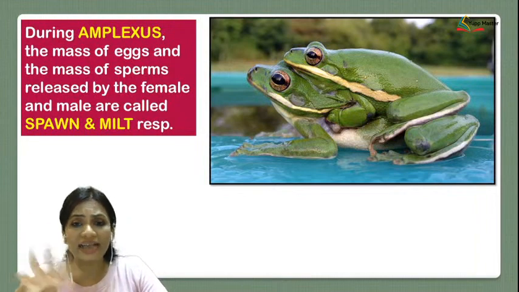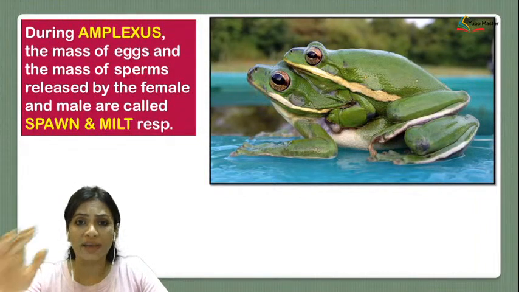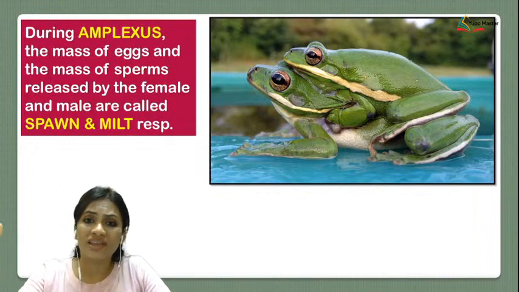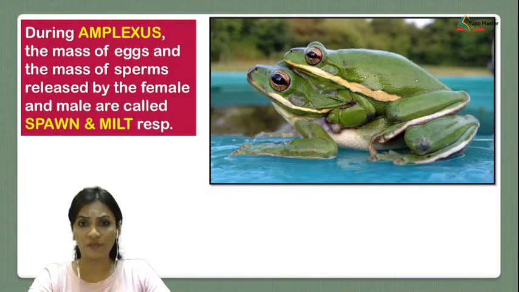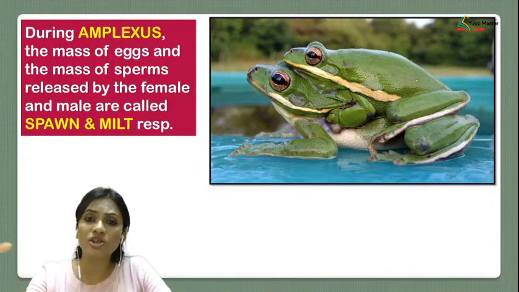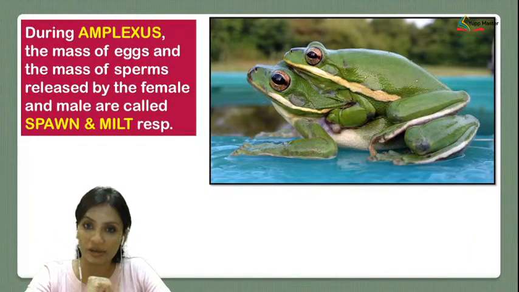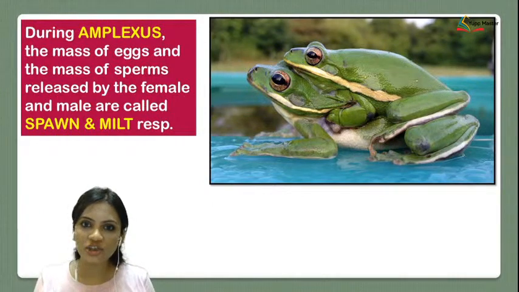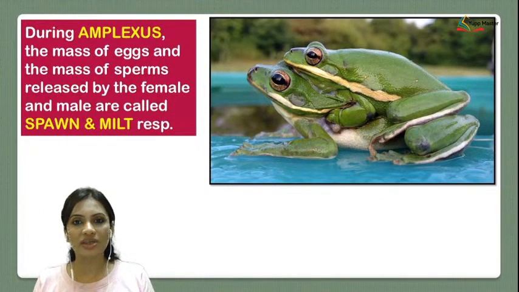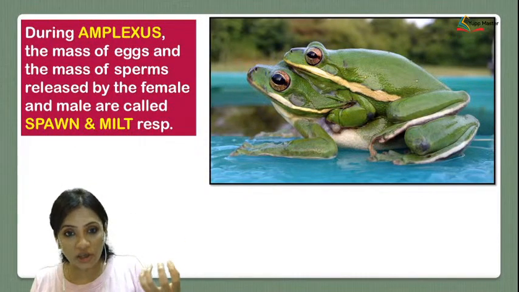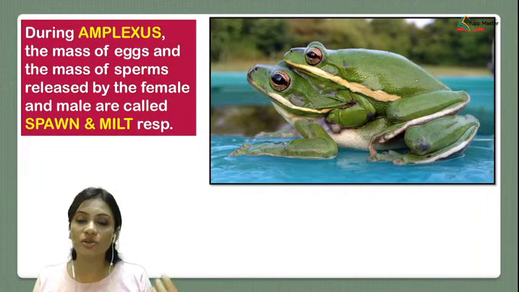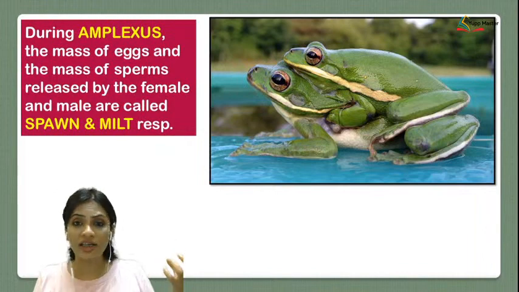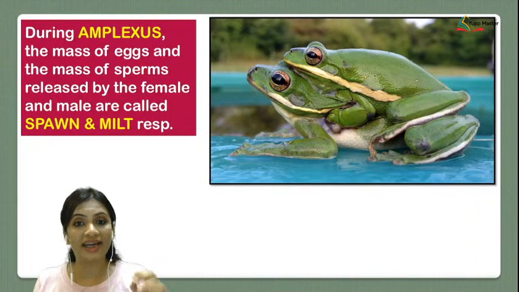Okay, so now what happens is during the sexual reproduction that's happening, there is going to be actually external fertilization happening. So when external fertilization is happening, there's going to be a mass of eggs released by the female frog, and then there will also be a mass of sperms released by the male frog. Where is all this going? Into the water. And the fertilization is going to take place in the water. So the mass of eggs which are released by the female is going to be called as the spawn, and the mass of sperms which are released by the male will be called as milt.